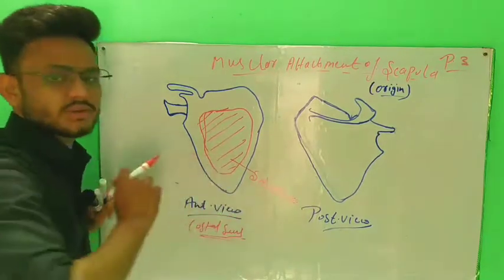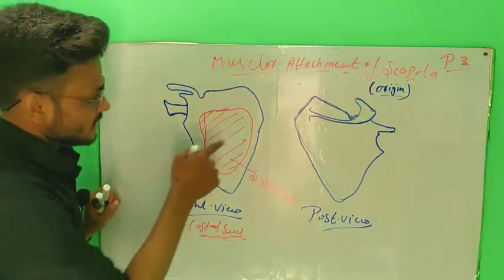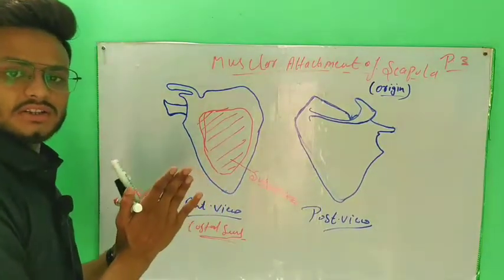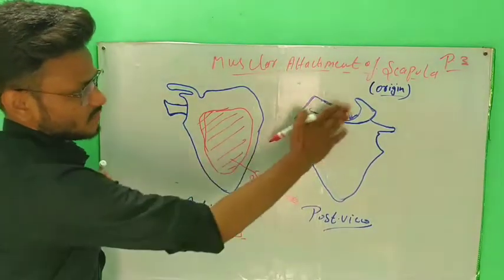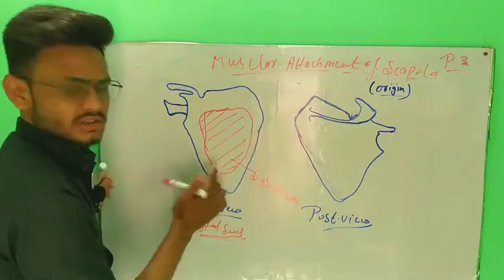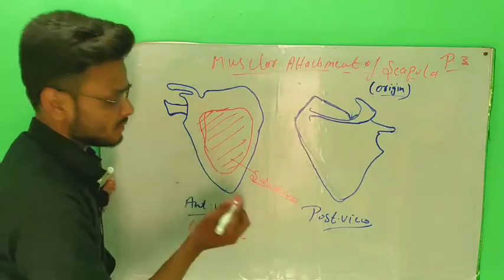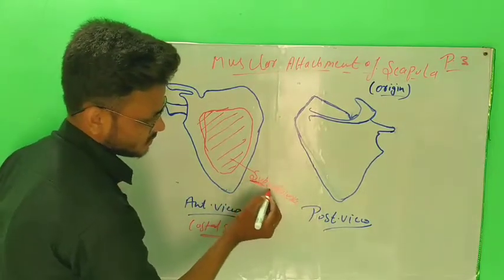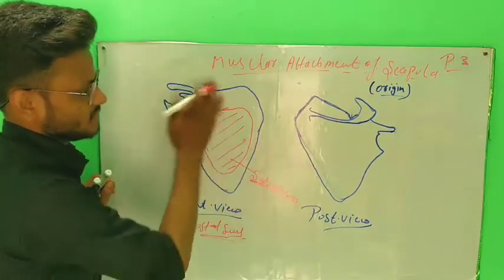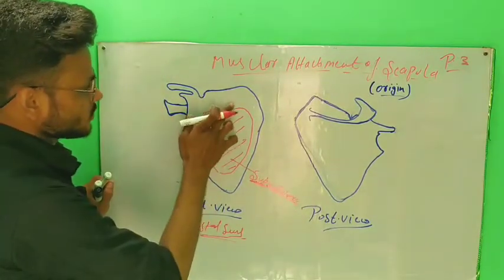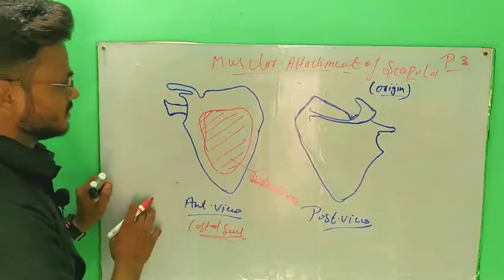Why is it called subscapularis? Because this fossa is present anterior to the scapula. That's why it is called sub, or you can say inferior to the scapula, and scapularis because it is on the scapula. So it is called the subscapularis muscle.